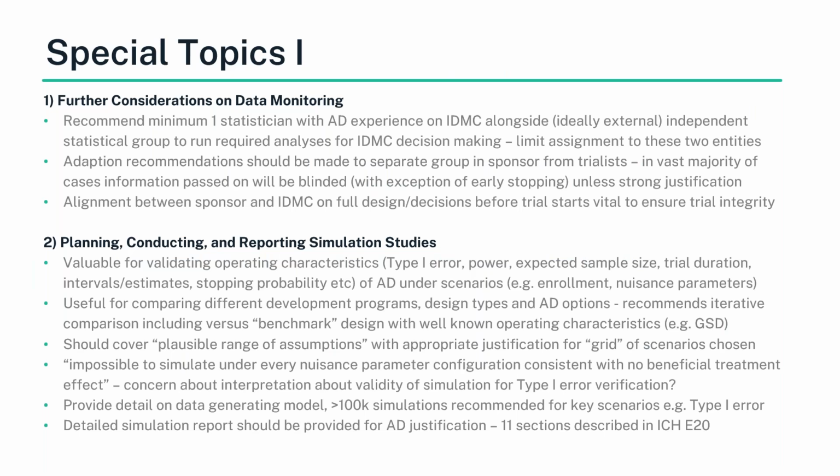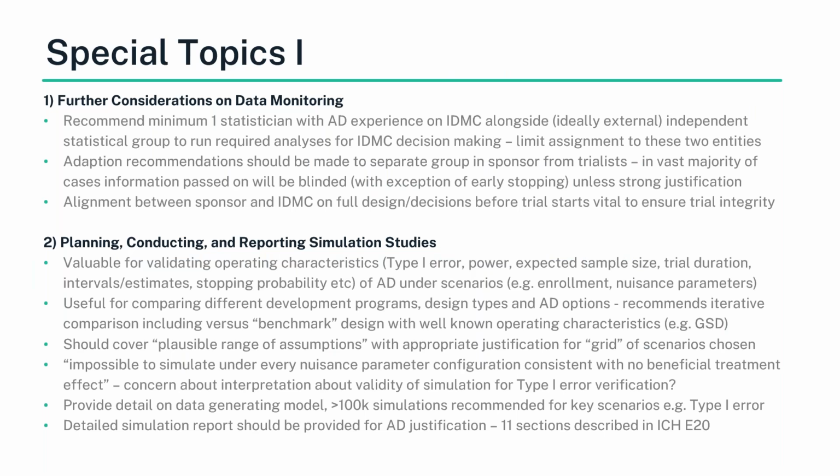For simulation study, there's a really long, very detailed section talking about using it to validate operating characteristics. So your type 1 error for the null case, that's really important. Power, expected sample size, trial duration, ensuring that your intervals and estimates have good operating characteristics like low bias and low variability, your stopping probabilities, and this should be for a wide variety of scenarios, whether that be different enrollment rates, different types of nuisance parameters, different types of effect sizes, et cetera.